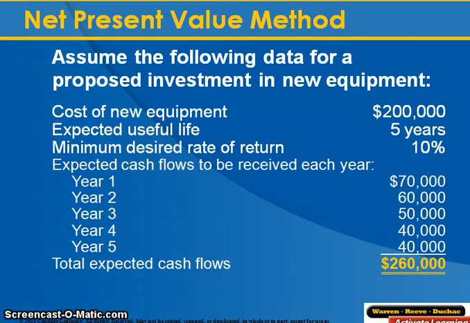Welcome back. Here's our example of the net present value method. With this we're trying to decide whether or not to buy a new piece of equipment. The cost of the new equipment is $200,000. We expect it to last us for 5 years.